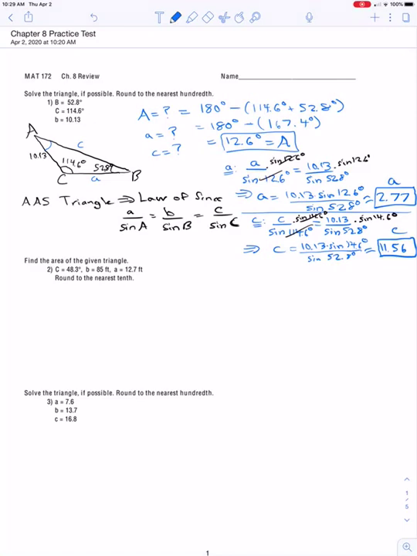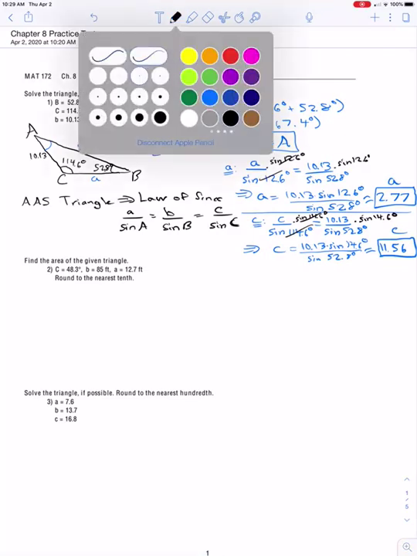So we found our three missing parts: angle A, side C, and side A. So we've got all 6 parts to this oblique triangle. Like I said, we can label that in there. All right, so again, that's solving an oblique triangle. Let's move on to our next example, problem 2.